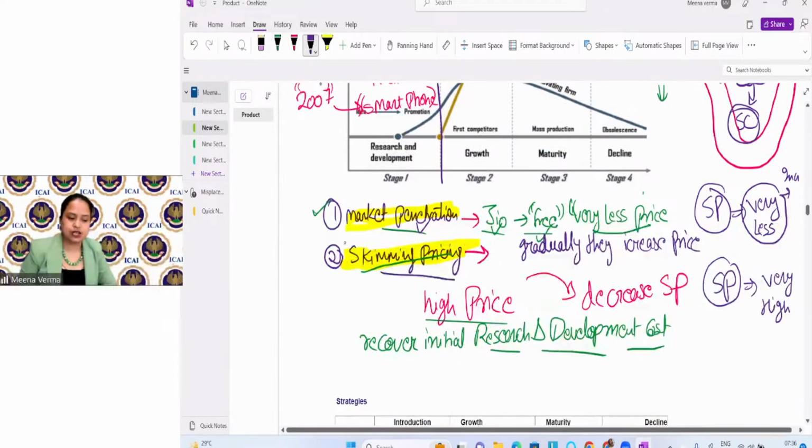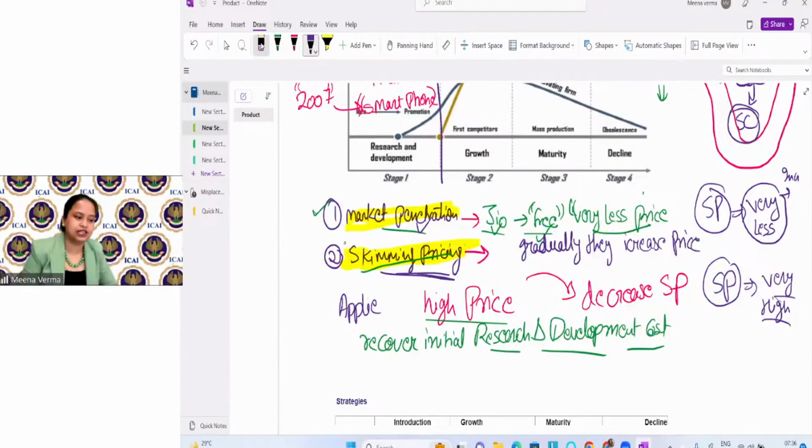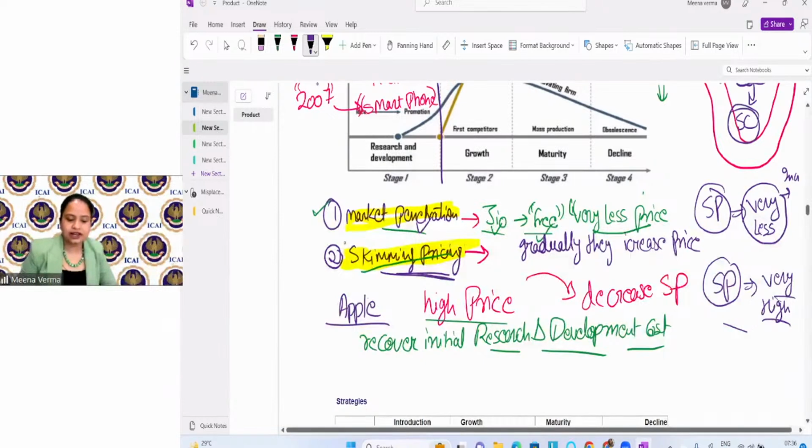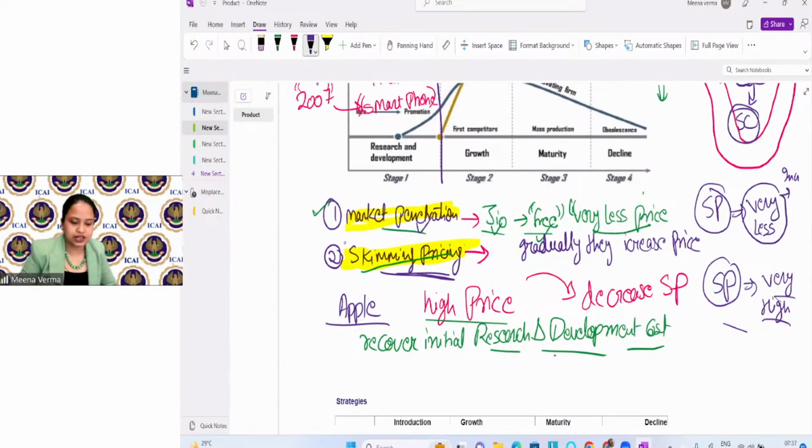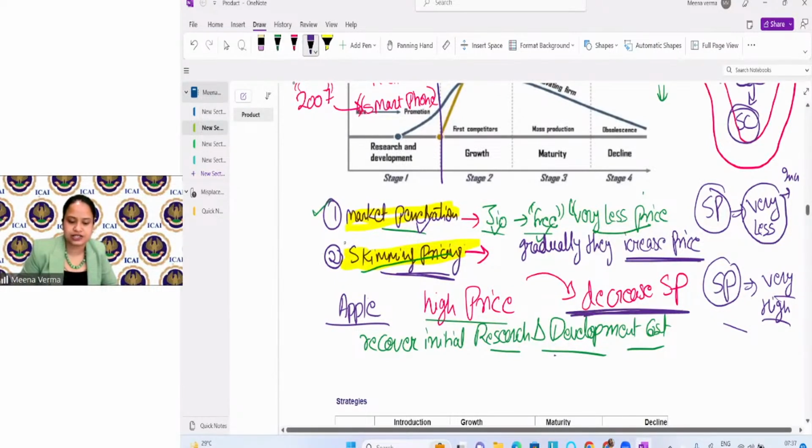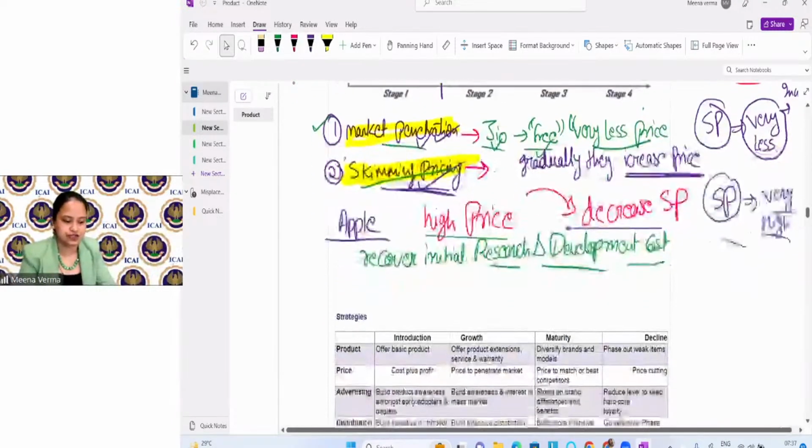But in case of skimming pricing strategy, the price is very high, like Apple company's product. Initially their product price is very high, and gradually they decrease the selling price. So here gradually they increase the selling price, and here they gradually decrease the selling price, in skimming pricing and market penetration technique. These are the strategies, right?